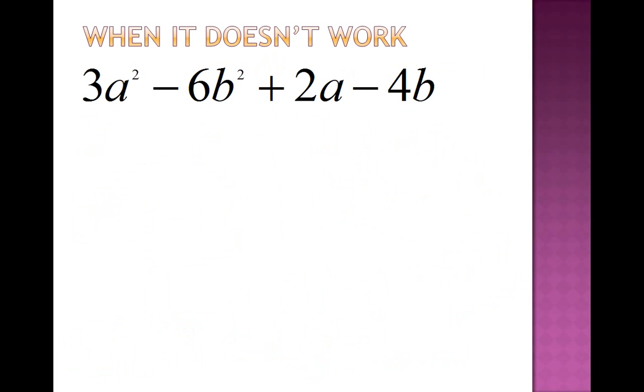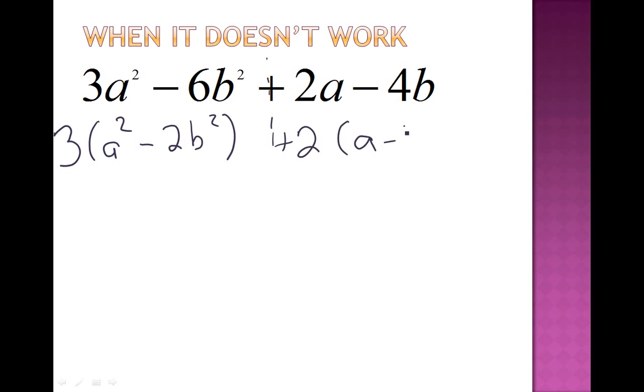Now let's talk about when it doesn't work. If we were to go here and take out a 3, and we get an a squared minus 2b squared, and then we were to go here and take out a 2 and get a minus 2b. All right. Okay, so let me just first check that I did everything correctly. Yes, it looks like I can only take out a 3. All right, it looks like I can only take out a 2. But you can see here that these guys do not match. They look kind of alike, but not alike enough to make this match for us.